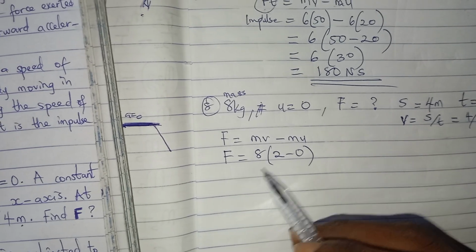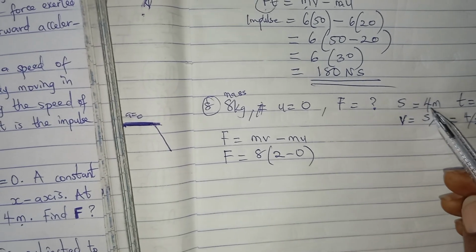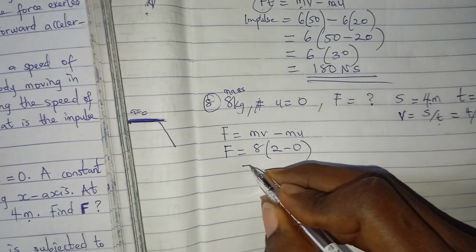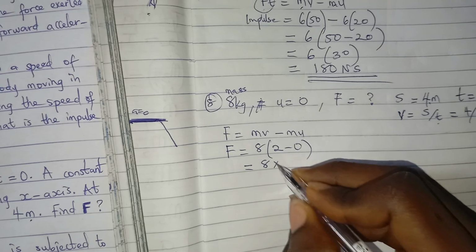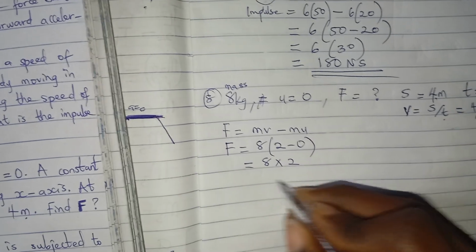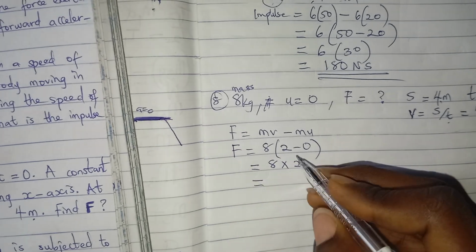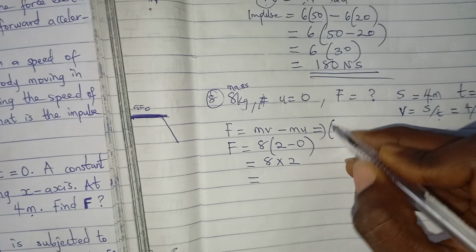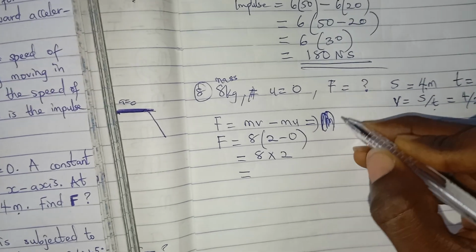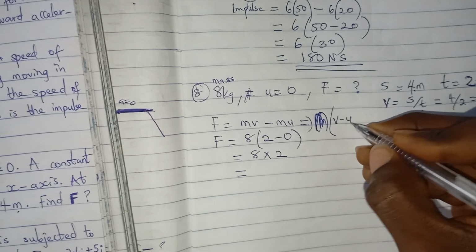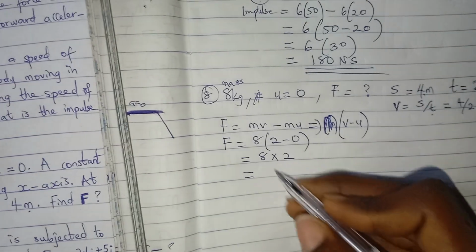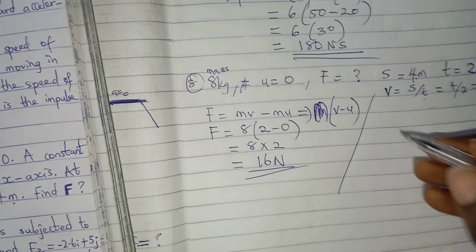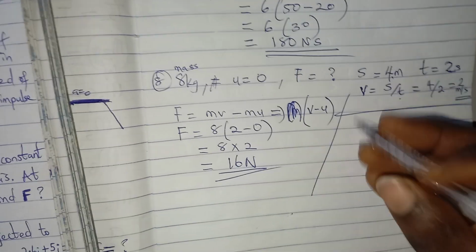Let us check. Should be 4 divided by 2. Yes. So this is going to be 8 times 2, which is equal to, if you remember, the same thing as saying M into V minus U. So this is going to be 16 Newton. So you can see this thing also being solved this way.